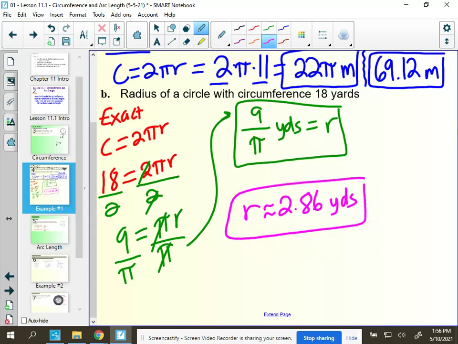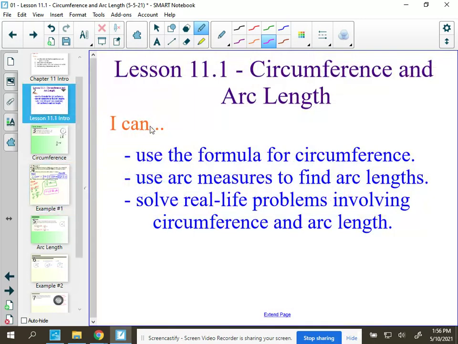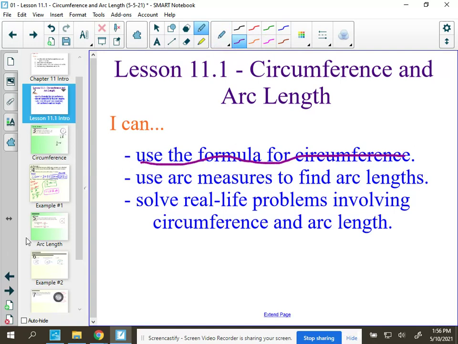All right. So there's just a couple different ways of looking at using that relatively simple formula, either finding the radius or using the radius to help us find a circumference. All right. Well, that takes care of the circumference formula. Use the formula for circumference. Good. The next part, arc length.